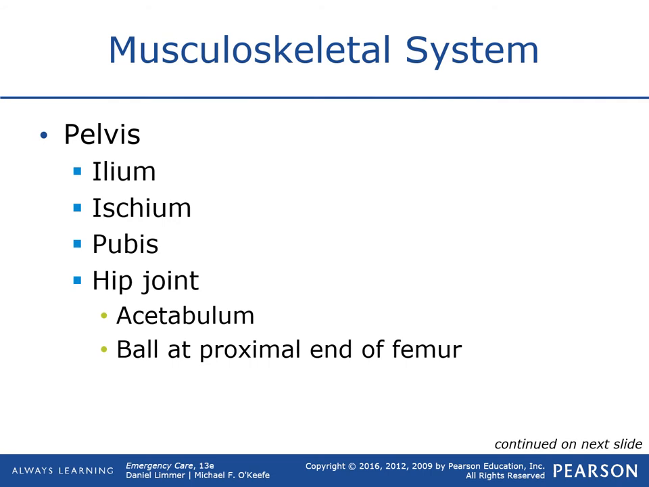Then you have your hip joint, which consists of your acetabulum, which is the kind of receiver part of your leg. And then you have the head of your femur. So here it's listed as the ball at the proximal end of the femur. But the head of the femur sits into the acetabulum, and that's what actually forms your hip.